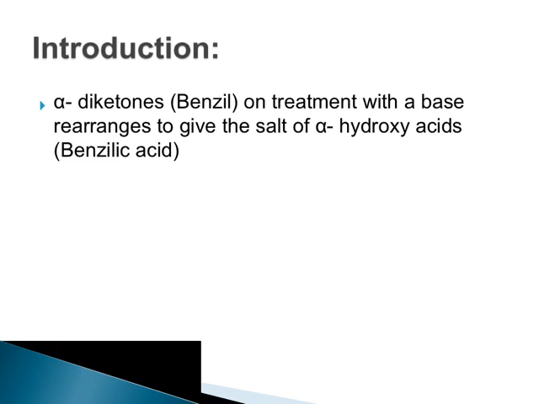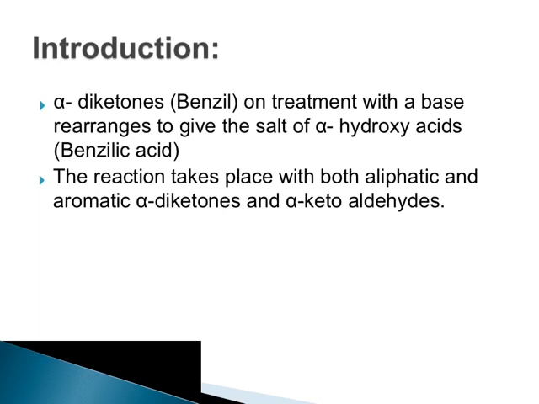So, when alpha diketones are treated with a base, they undergo rearrangement to generate alpha hydroxy acids. Now, for this rearrangement, the starting material can be either aliphatic alpha diketones or aromatic alpha diketones, and sometimes alpha ketoaldehydes can also be used. So, this rearrangement is not restricted only to aliphatic compounds or only to aromatic compounds. Both aliphatic as well as aromatic compounds can undergo this rearrangement.